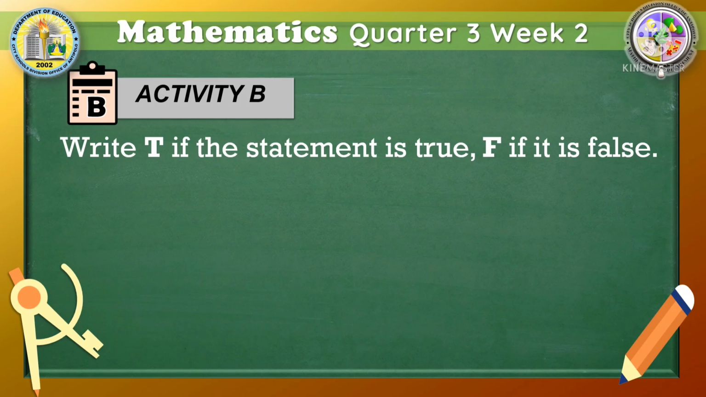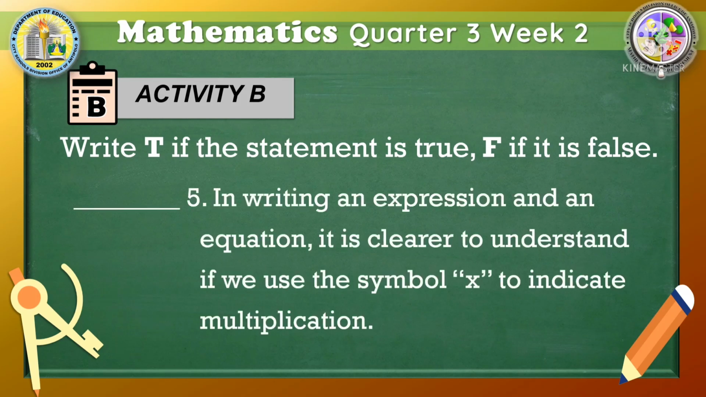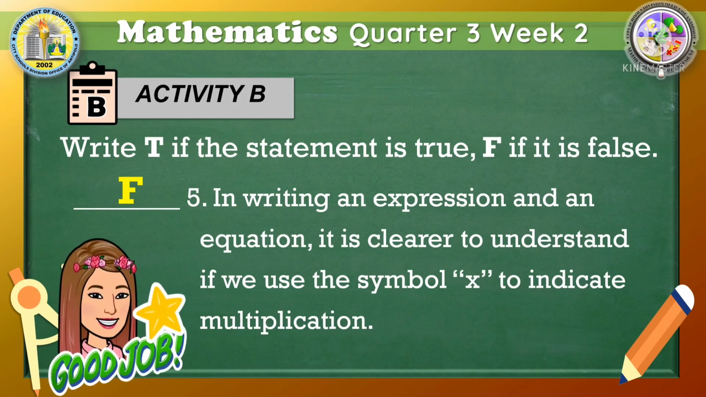Down to the last item in Activity B. Number 5. In writing an expression and an equation, it is clearer to understand if we use the symbol X to indicate multiplication. The answer is F. Is your answer correct? Good job!